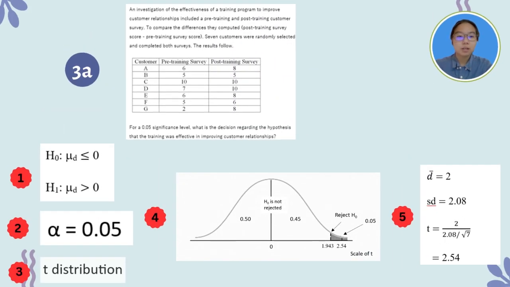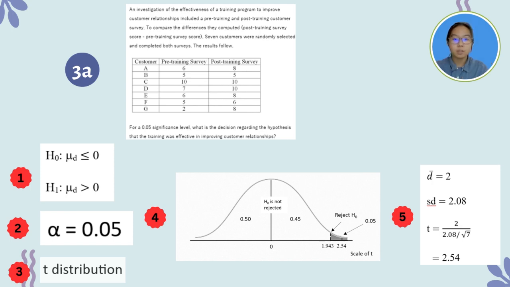Furthermore, question 3a. An investigation of the effectiveness of a training program to improve customer relationships included a pre-training and post-training customer survey. To compare the difference, they computed the post-training survey score minus the pre-training survey score. 7 customers were randomly selected and completed both surveys. For a 0.05 significance level, what is the decision regarding the hypothesis that the training was effective in improving customer relationships?